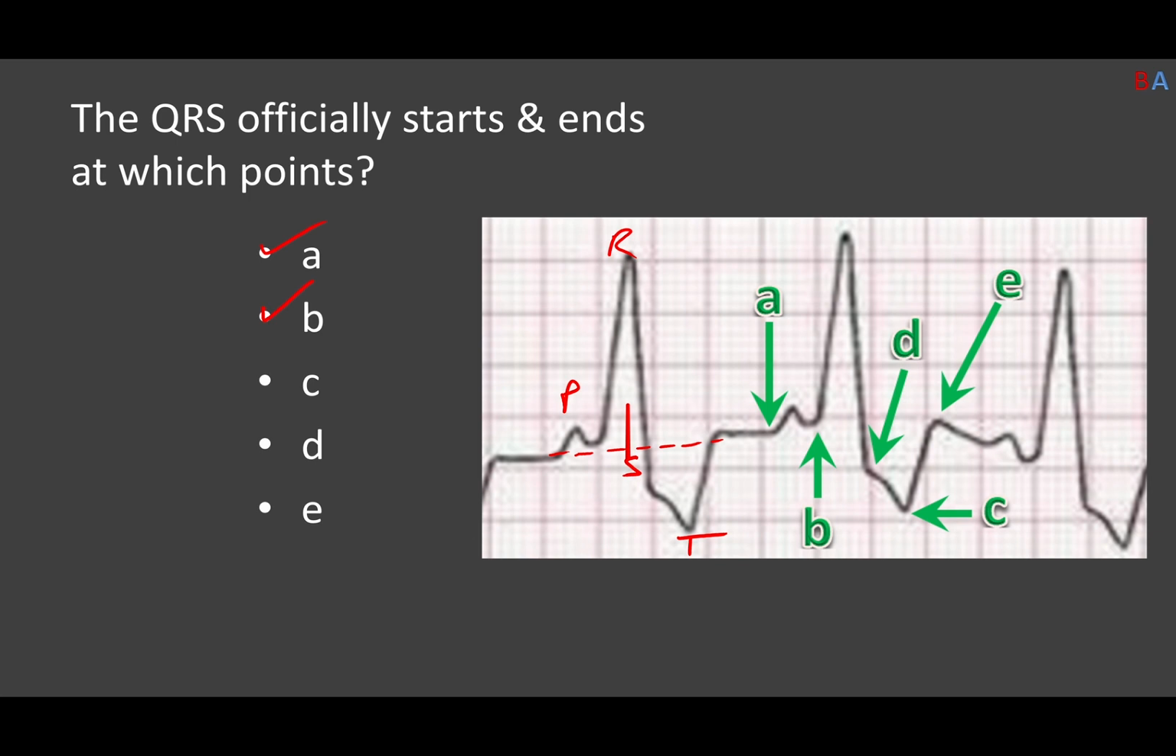So you do have some S wave, and where your S wave ends and turns is where it changes into the T wave. So I'd actually say it's not C because that's part of your T wave. It's actually going to be D, and E is way too far out. So the QRS officially starts with B as in boy, and ends with D as in dog.